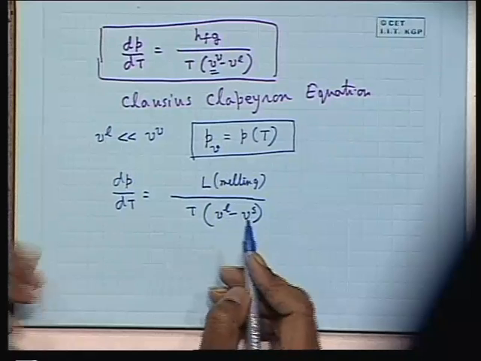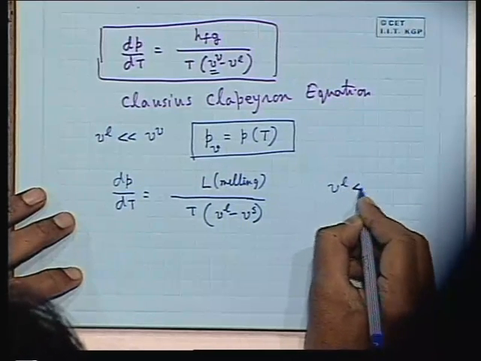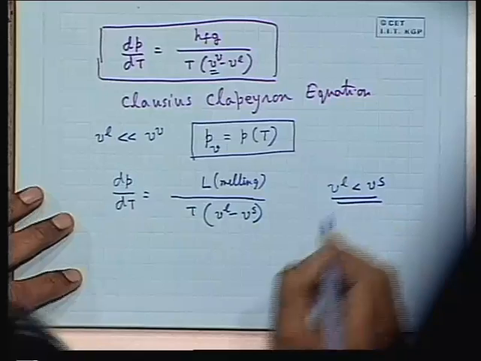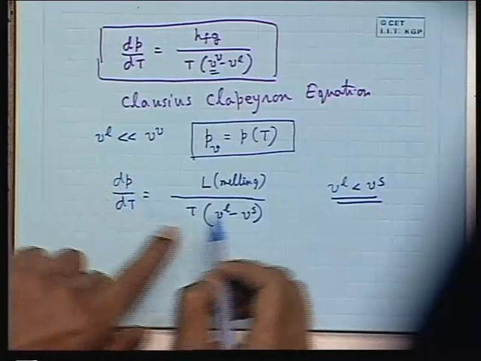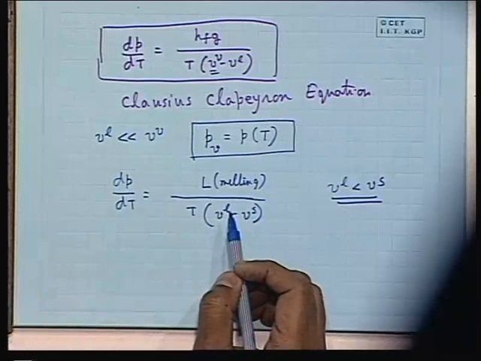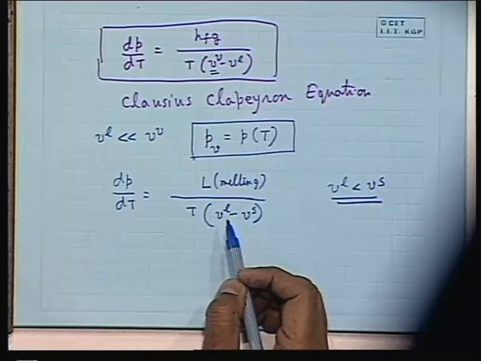For substances where Vl is less than Vs, that means the system contracts on melting, in that case dP/dT is negative. That means an increase in pressure will reduce the saturation temperature. What happens in case of water? Clear? Okay. All right.